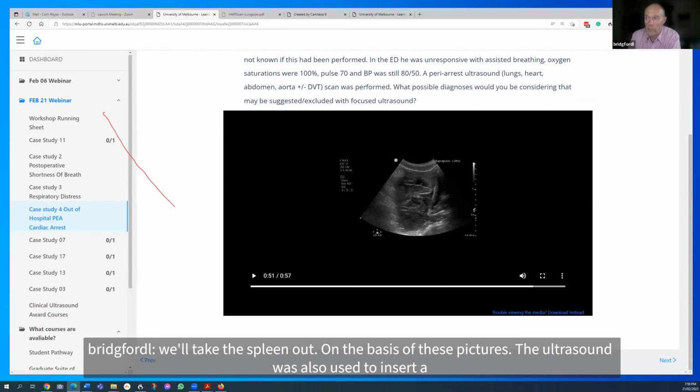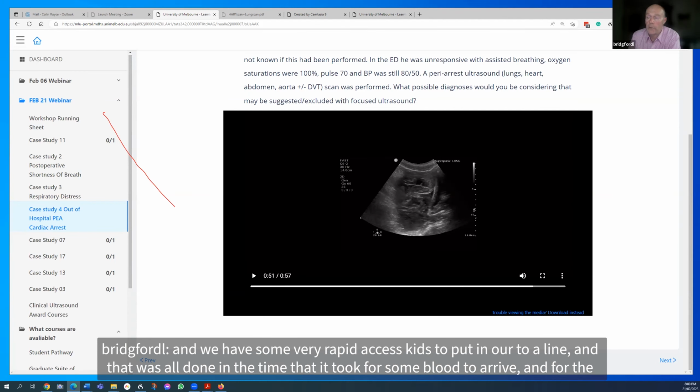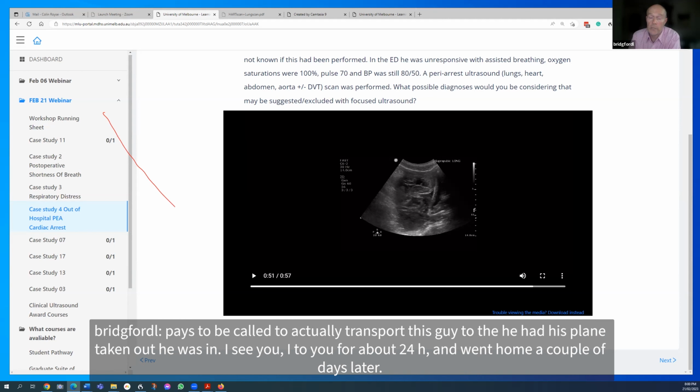The ultrasound was also used to insert a 16-gauge femoral line for continued resuscitation, and we have some very rapid access kits to put in an arterial line. And that was all done in the time that it took for some blood to arrive and for the PSAs to be called to actually transport this guy to theatre. He had his spleen taken out. He was in ICU, HDU for about 24 hours and went home a couple of days later.